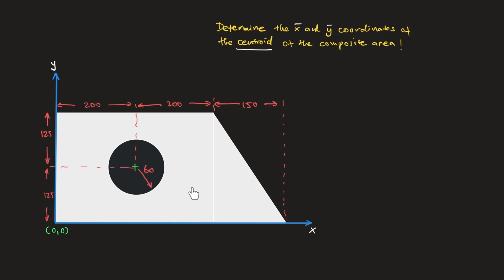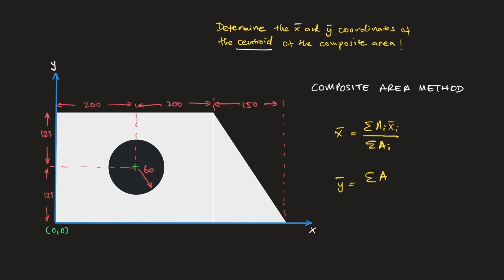Now here's the key idea. We don't try to solve this complex shape directly. Instead, we break it into simple shapes that we already know how to handle. That's the whole game here. This approach is called the Composite Area Method, and the idea is actually pretty intuitive. The centroid of the whole shape is just the weighted average of the centroids of all the individual parts, weighted by area. So mathematically, x bar equals sum of A times x bar over total area. Same thing for y bar.